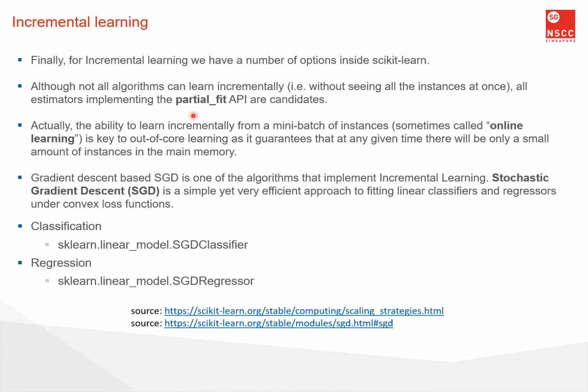The ability to learn incrementally from a mini batch of instances, sometimes called online learning, is key to out-of-core learning, as it guarantees that at any given time, only a small number of instances are inside the main memory. There are some algorithms like this, for example, stochastic gradient descent. This is a kind of algorithm that's used to train neural networks.